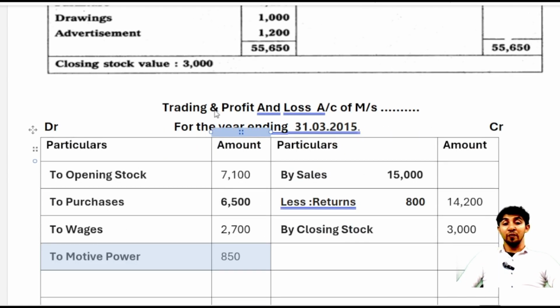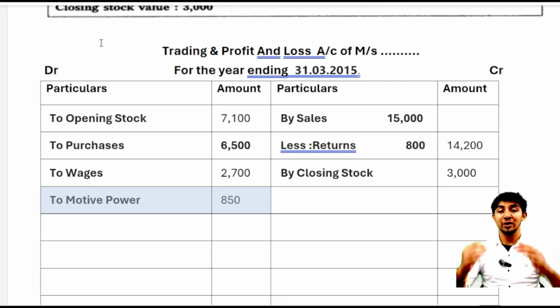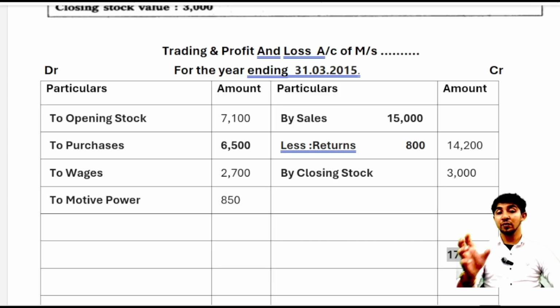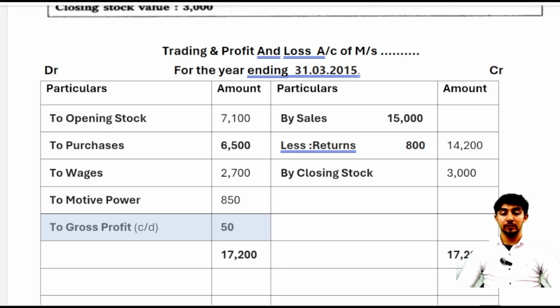So now we need to find gross profit. We will find out whether it is gross profit or gross loss. For that we need to do the total of both the sides. When you total both, we can see that the credit side total is more than the debit side, and that is 17,200. And this 17,200 we write on the debit side, right? From this 17,200 we need to subtract the total of debit. Subtract the debit side total we calculated from 17,200, and the value of gross profit is 50 rupees.